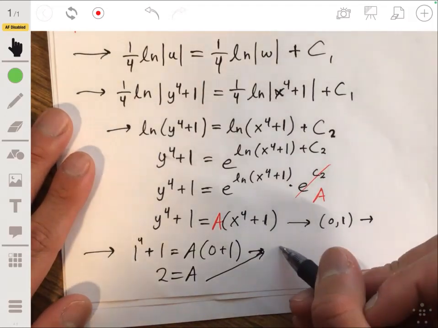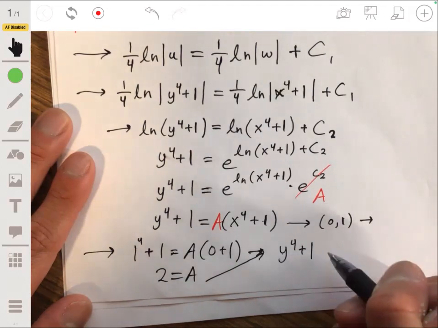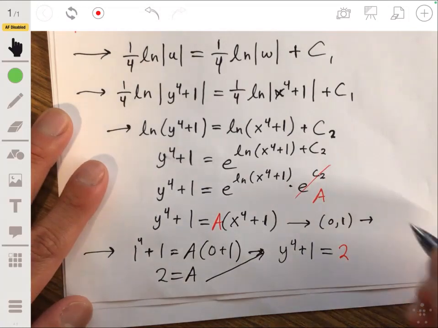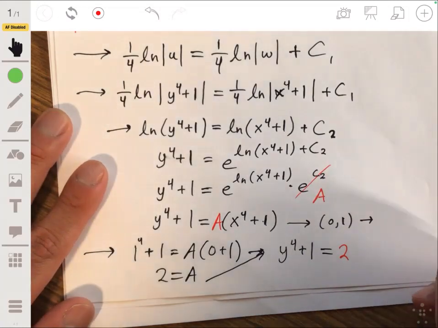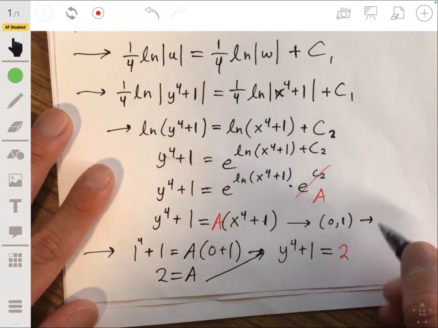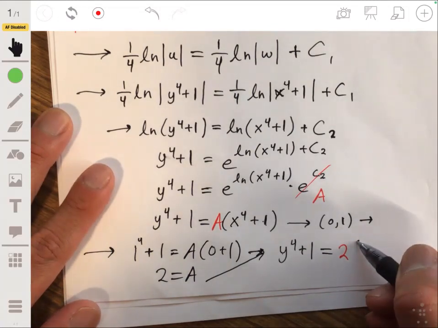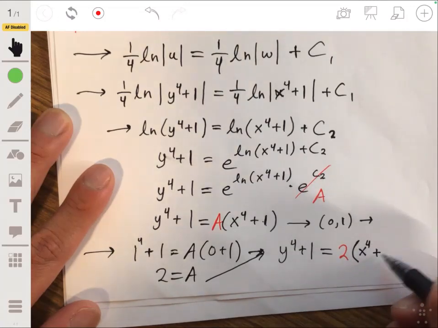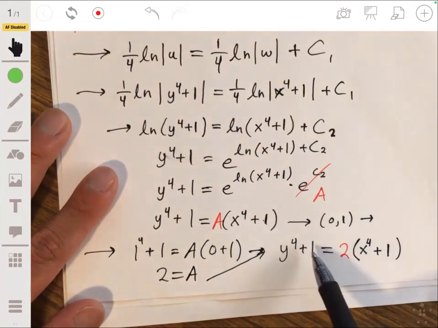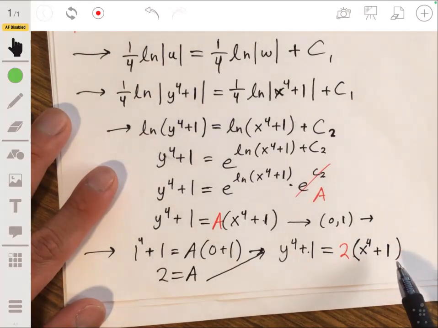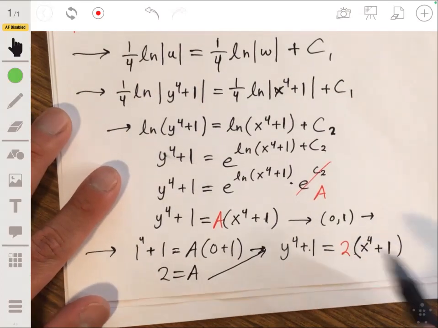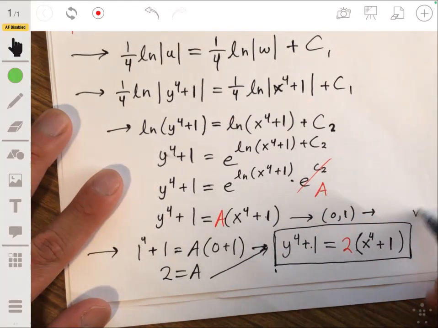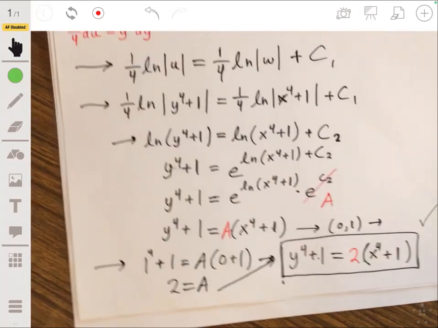All right, and then we'll just have y to the 4th plus 1 being equal to 2 times x to the 4th plus 1. And if you want, you can take away 1, so it'll be y to the 4th equals 2 times x to the 4th plus 1 minus 1. But this is enough. This is fine. That's acceptable in my book for a calculus course. All right, so there you go. Hope that helps.